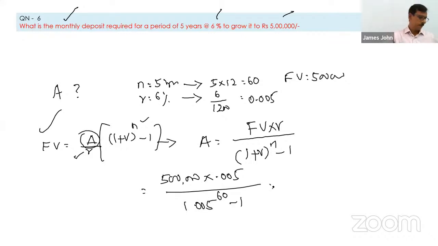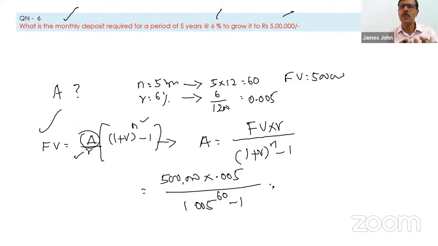Simplify this. Sir, is this annuity sum or another? Annuity. Monthly. See the question. Future value is given, present value we will not find. No present value. What is the monthly deposit?